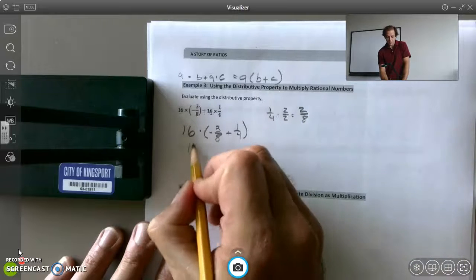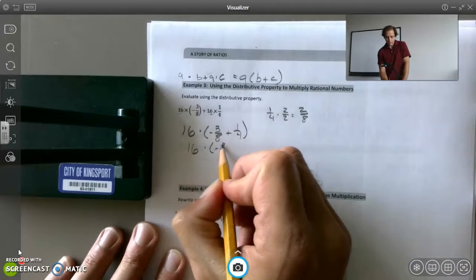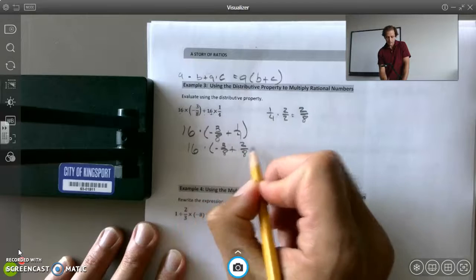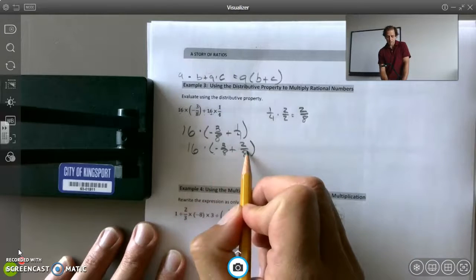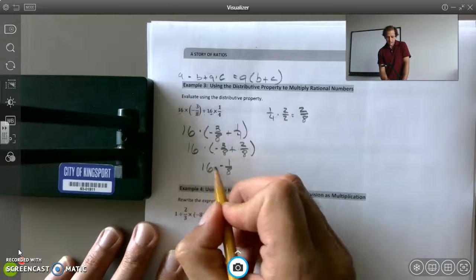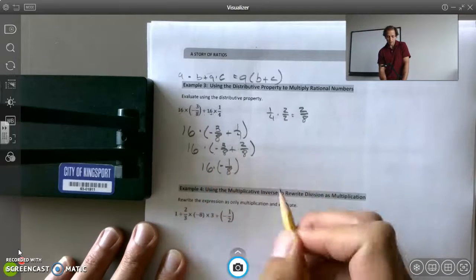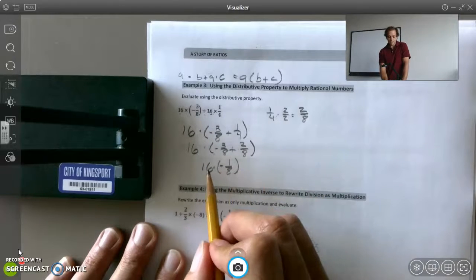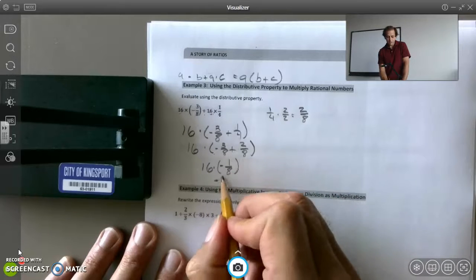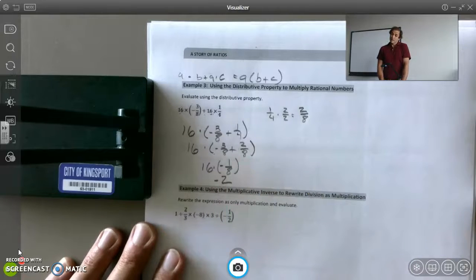So now negative 3/8 plus an equivalent fraction, 2/8. Negative 3/8 plus 2/8 is going to be negative 1/8. 16 times negative 1/8 would be negative 16 over 8. 16 divided by 8 is 2, so it's negative 2.